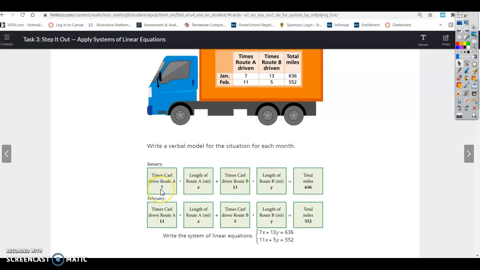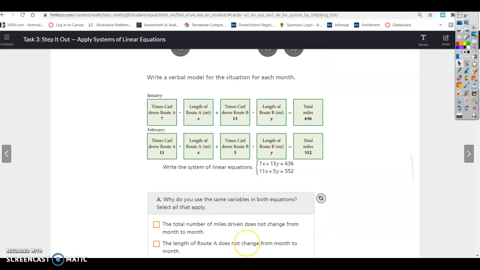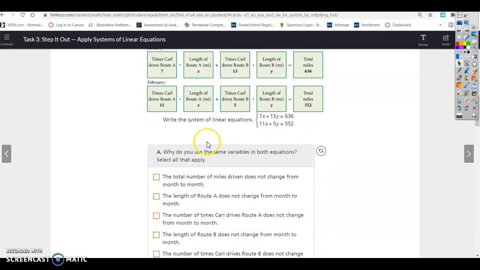All right, so here in January, 7x plus 13y, y is your route B, equals 636 miles. February, we've got 11x plus 5y equals 552 miles. All right, so all they did was take the information above and write that as a system.